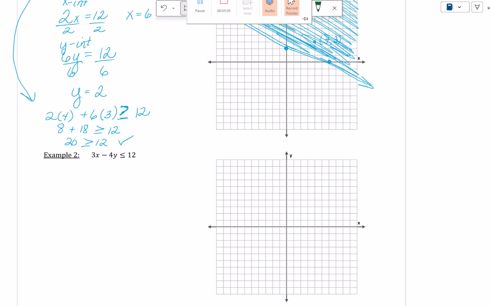So pause the video and try this next one on your own, and then we'll walk through it. But it's good to try them so that you can make sure that you understand it, and look back at the example.